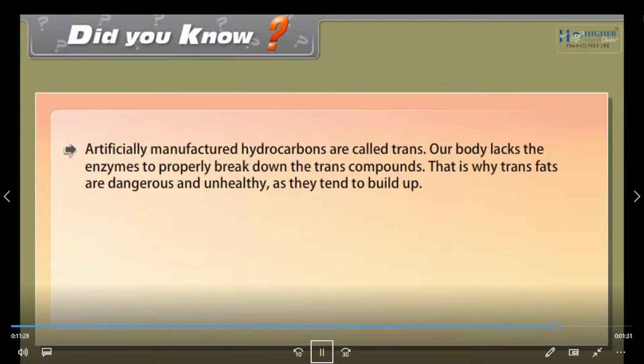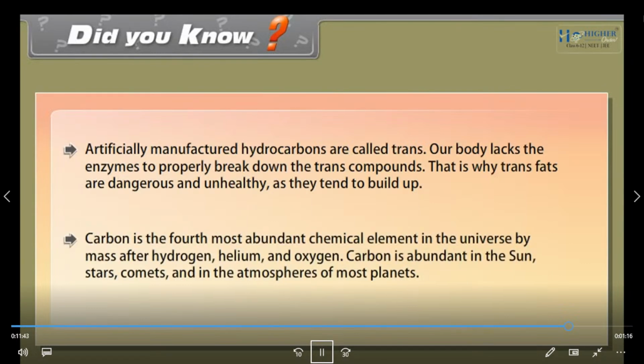Did you know? Artificially manufactured hydrocarbons are called trans. Our body lacks the enzymes to properly break down the trans compounds. That is why trans fats are dangerous and unhealthy, as they tend to build up. Carbon is the fourth most abundant chemical element in the universe by mass after hydrogen, helium, and oxygen. Carbon is abundant in the sun, stars, comets, and in the atmospheres of most planets.